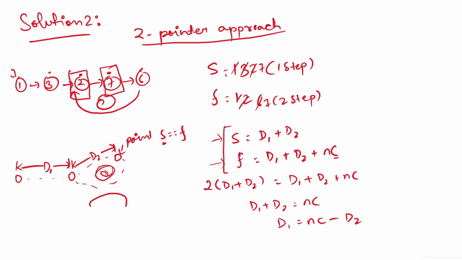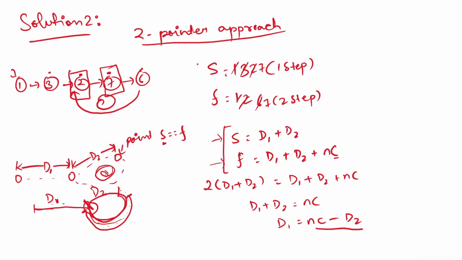So what is nc? nc is this total cycle. What is d2? d2 is this distance. What is d1? This distance is d1. And this complete cycle is nc, so nc minus d2 is this distance. So if I start from here and move one step at a time, and start from here and move one step at a time, I will reach the entry point, because this distance equals this distance.